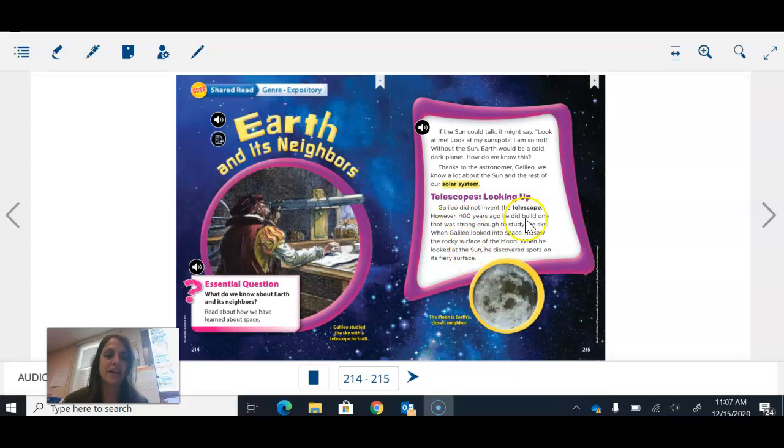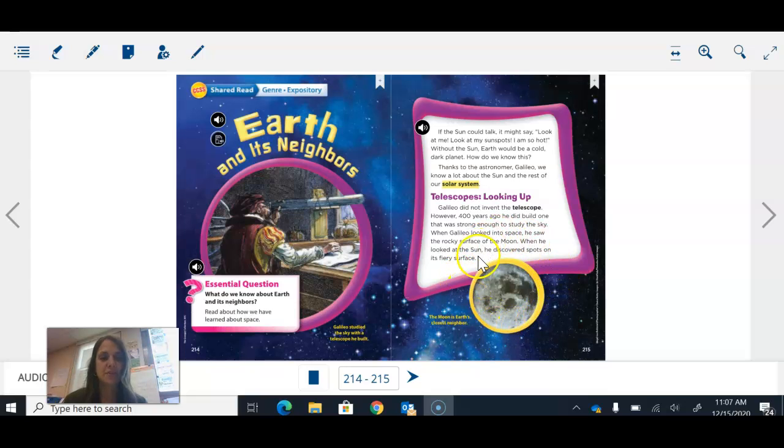Galileo did not invent the telescope. However, 400 years ago, he did build one that was strong enough to study the sky. When Galileo looked into space, he saw the rocky surface of the moon. When he looked at the sun, he discovered spots on its fiery surface.